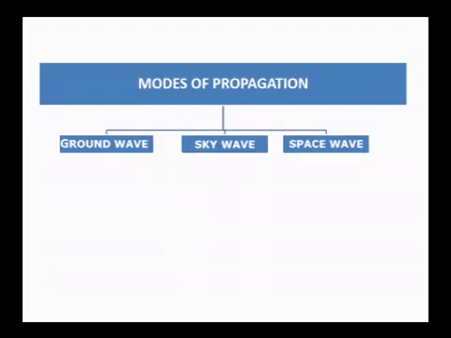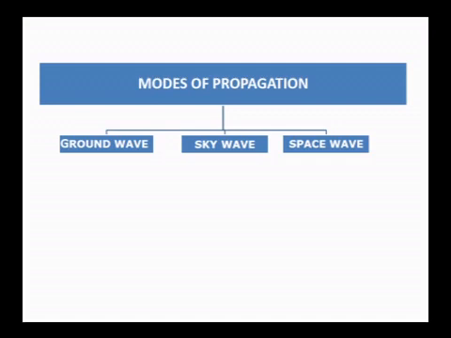Modes of propagation. If you want to send waves, in what ways are you going to send them? One is ground wave or surface wave propagation. Usually we go for low frequency signals, maybe up to some 2 megahertz for ground wave propagation. Otherwise, higher the frequency, greater will be the attenuation.